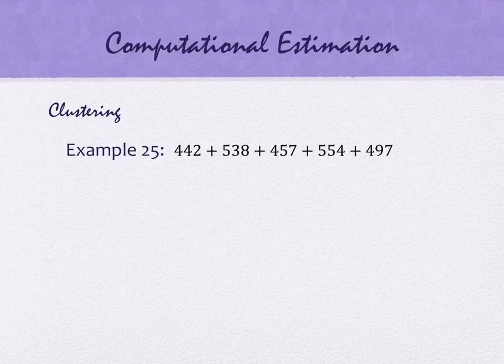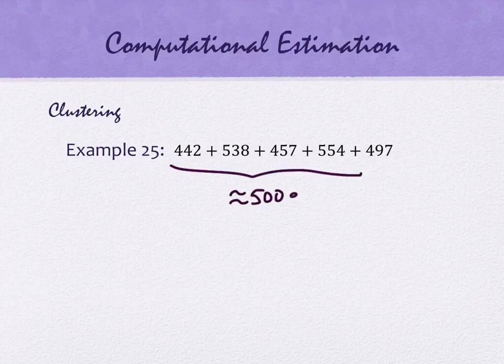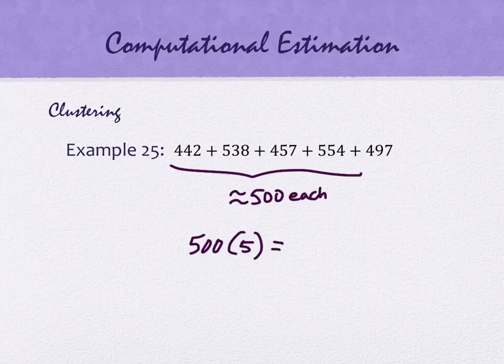Clustering is super fun. Clustering is looking at the numbers and recognizing, and again, it doesn't work on all numbers, but it does sometimes. Look at those numbers, aren't they all about the same thing? What are they all approximately? They're all approximately 500. I'll write 500 each. So really, I have about 500 times, are there 5 of them? Yeah. This is about 500 times 5. And what's 500 times 5? 2,500. Just about 2,500. Doesn't get any faster with adding than that, does it?